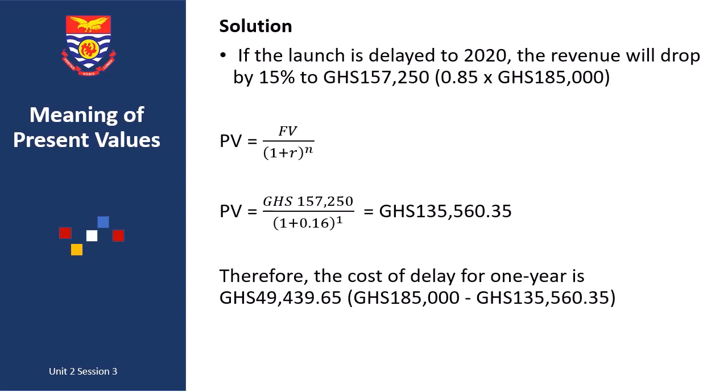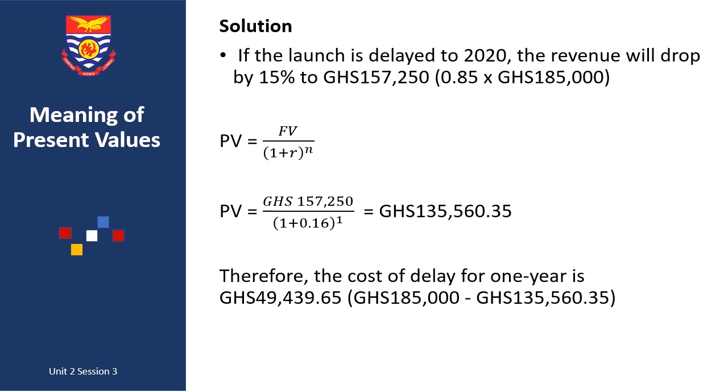I made some points here. If the launch is delayed to 2020, the revenue will drop by 15%. So 15% means that you find 85%. You can confirm with your calculator. 85% of the 185,000 will give you 157,250. So this is the projected sale for 2020: 157,250. But this figure is in 2020, and we are comparing it to 2019.